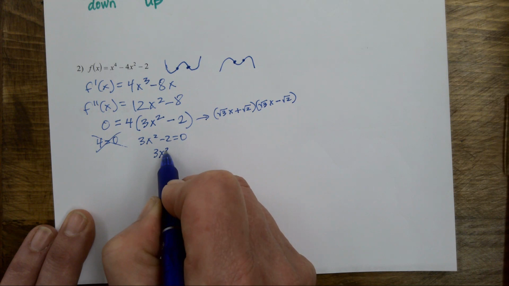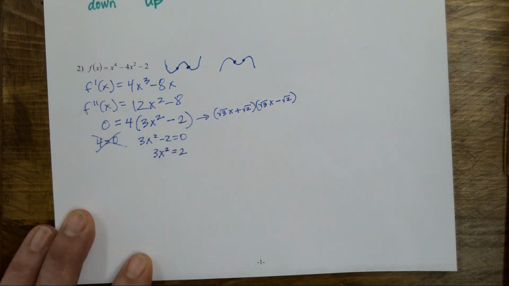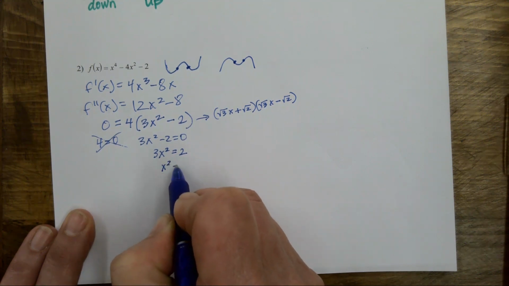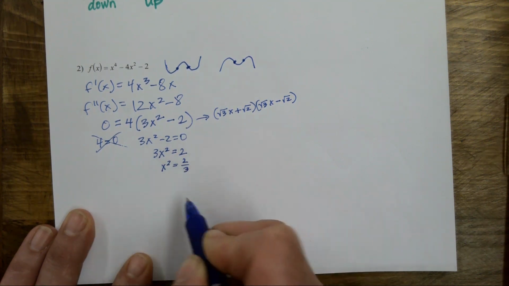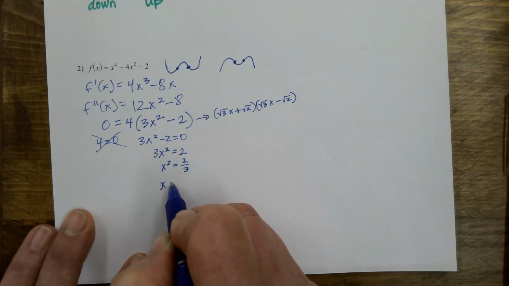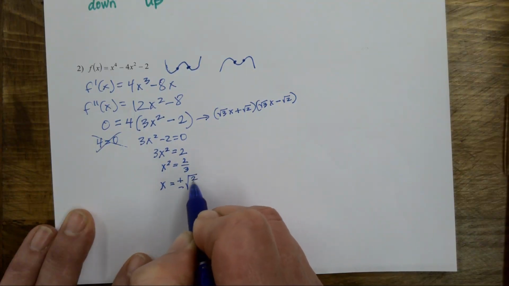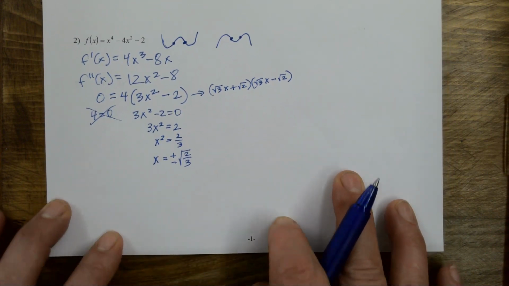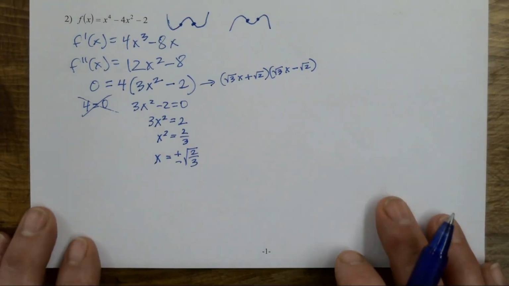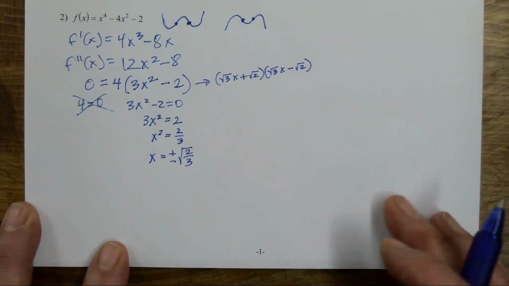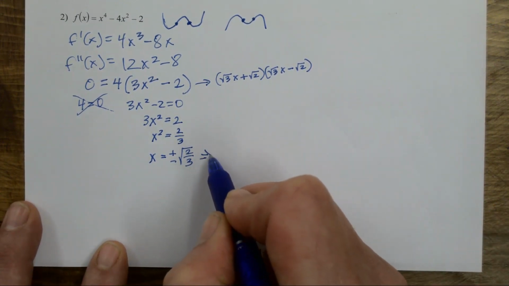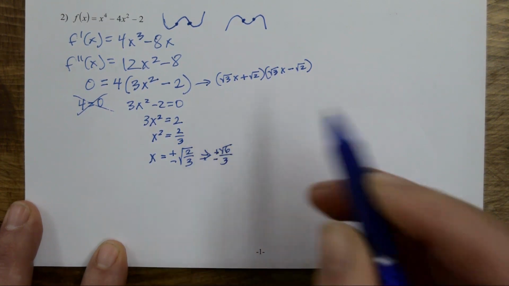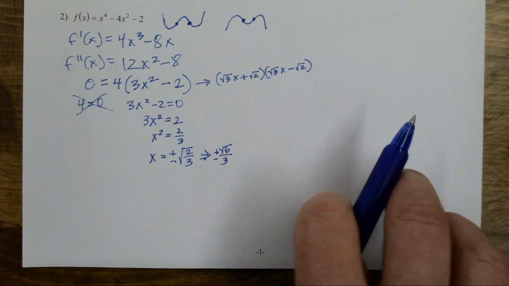But I can definitely solve for the 3x squared minus 2, add the 2, divide by 3, take the square root, don't forget plus and minus, rationalize the denominator, multiply the top and the bottom by the square root of 3.